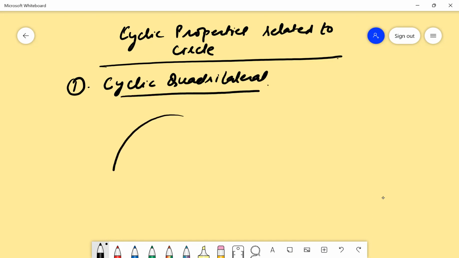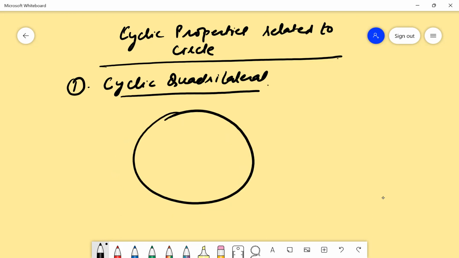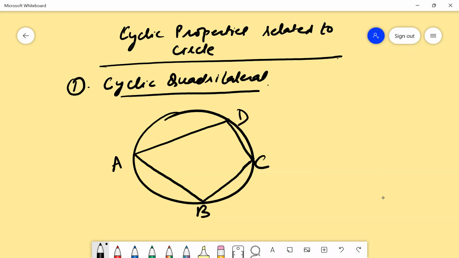Now, what is a cyclic quadrilateral? Suppose there is a circle and there is a quadrilateral whose vertices lie on this circle, like this. Suppose this is A, this is B, this is C, this is D. So if a quadrilateral is circumscribed by a circle, if all the vertices of the quadrilateral lie on the circle, then that quadrilateral is called a cyclic quadrilateral.